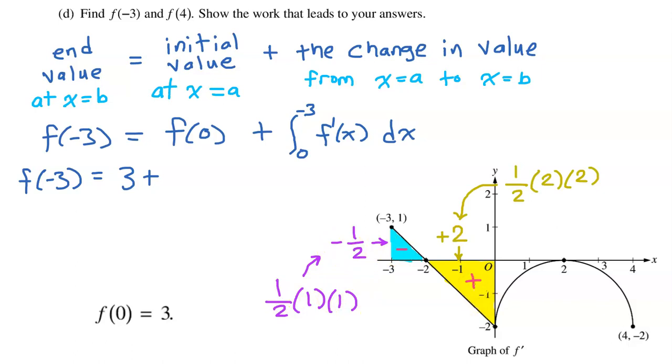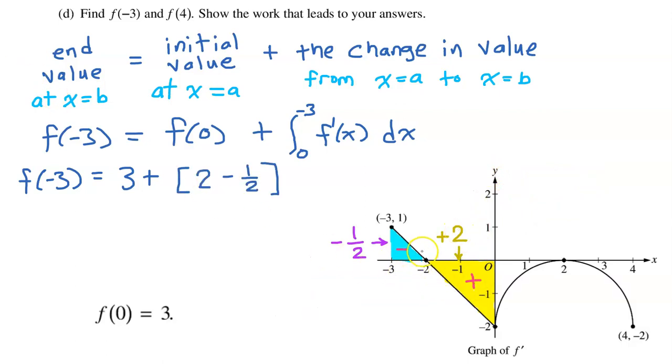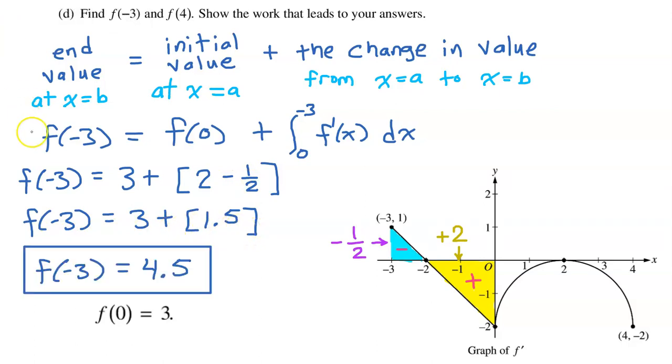The area of the yellow triangle is 1/2 base times height, so positive 2. So the net area and the value of this integral will be 2 minus 1/2. So f at negative 3 will equal 3 plus 1.5. In other words, f at negative 3 is 4.5. Now let's find f at 4.